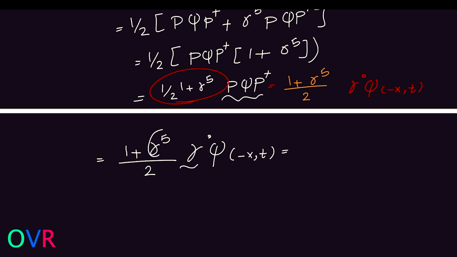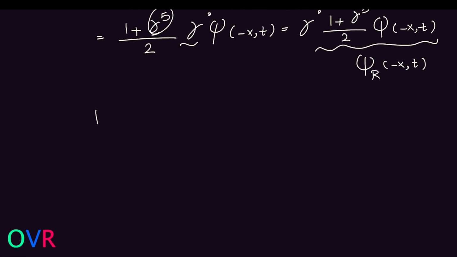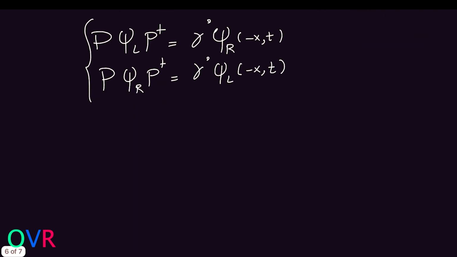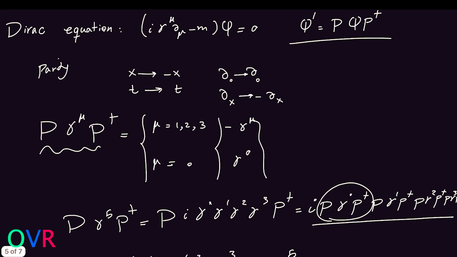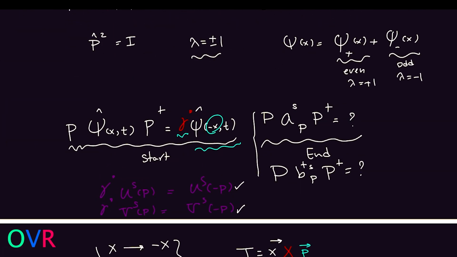And I can basically commute these two, gamma 0 and gamma 5, because gamma 5 is made of gamma 0. So I can say gamma 0, (1 plus gamma 5) divided by 2 psi of minus x and t. And I'm going to name this psi R of minus x and t. So P psi L P dagger is equal to gamma 0 psi R of minus x and t. Similar logic for the right hand. So you can see how parity is a transformation, and how we found the representation of the parity in the spinor representation of the Dirac operator. So this is what we know here, and also where we start.